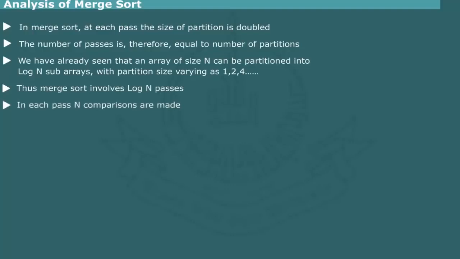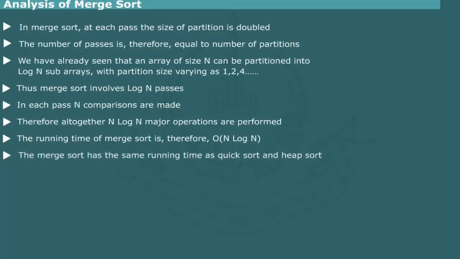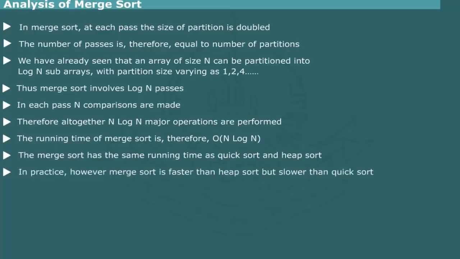During each pass, at most n comparisons are made. This means that altogether n log n operations are performed. In other words, the running time of merge sort is O(n log n). Thus, merge sort has the same running time as quicksort and heap sort. Empirical studies show that merge sort is marginally faster than heap sort, but slower than quicksort.